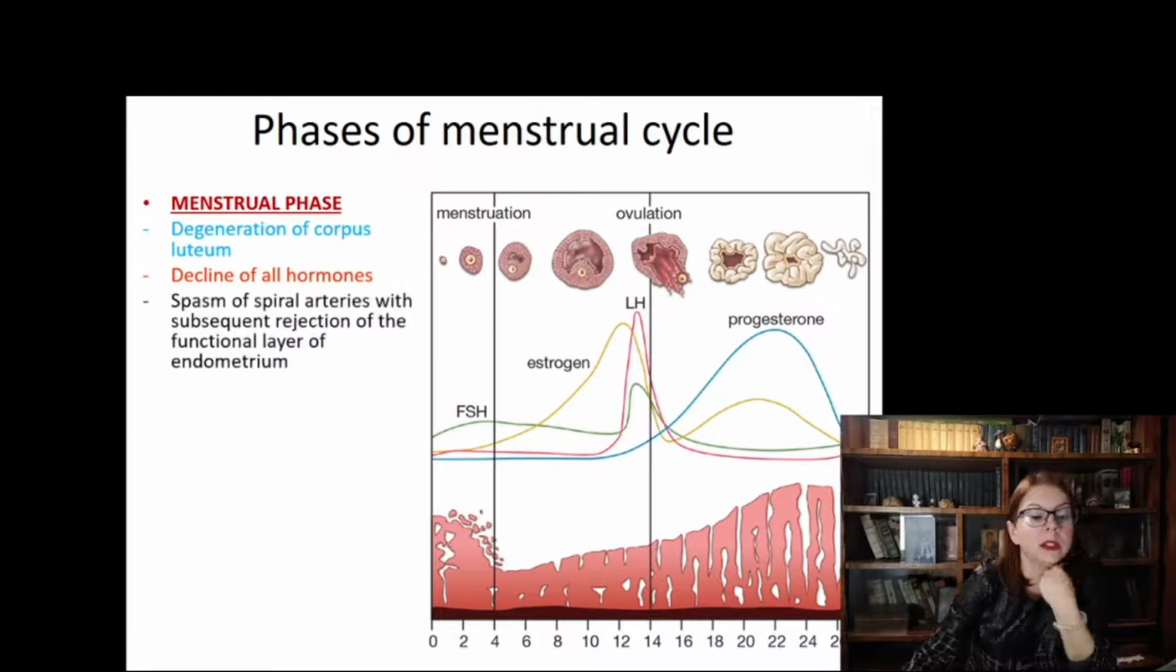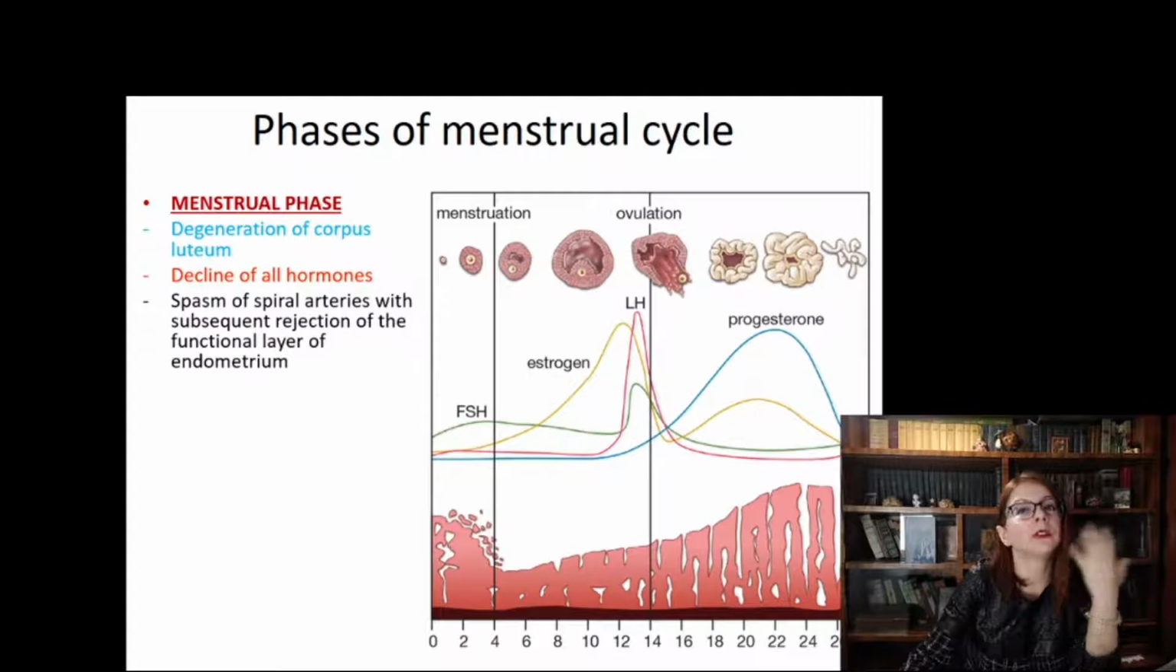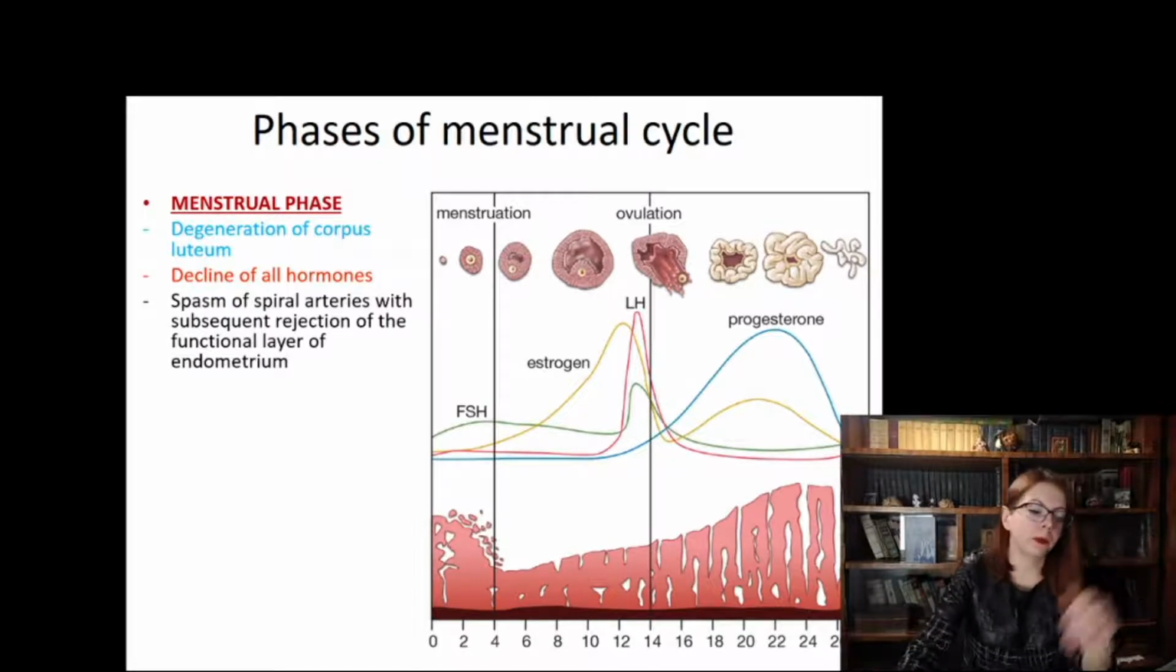So the spiral arteries, which are hormone sensitive, if there are no hormones, they spasm, and due to those contractions, they stop nourishing the functional layer, and the functional layer of the endometrium degenerates, and we can see that it undergoes necrotic changes and is sloughing from the surface, it is lost.